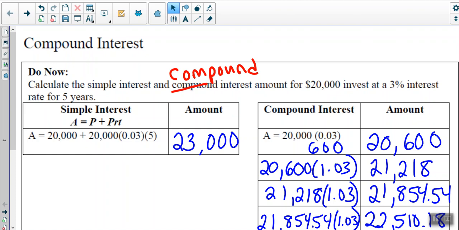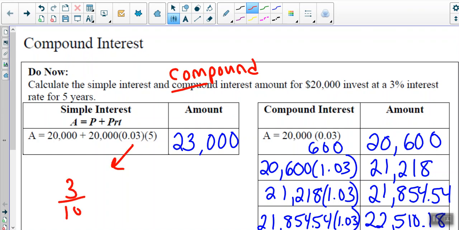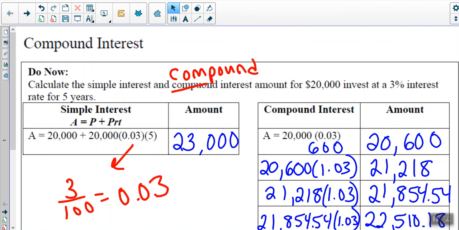A couple of you guys were asking the question about turning a percent into a decimal, and this 3%, if you divide by 100, gives you the 0.03. So just a quick refresher of that because I didn't do that yesterday.